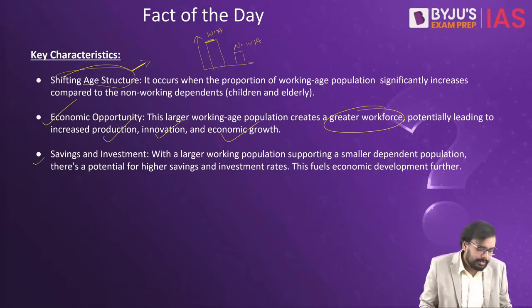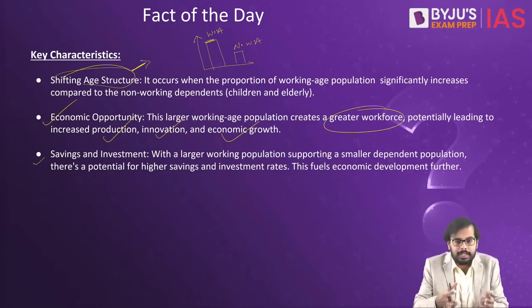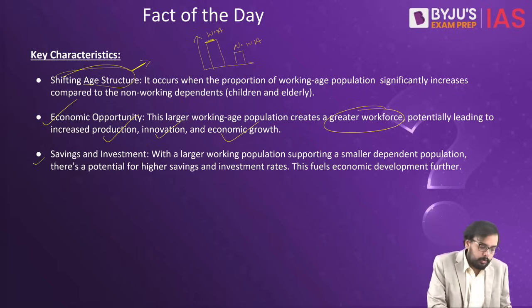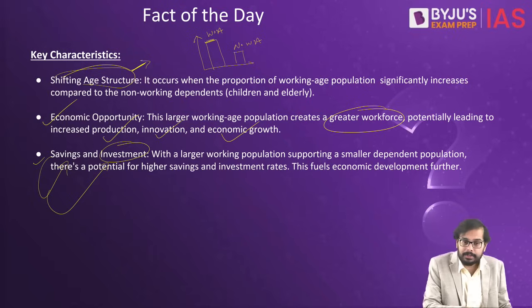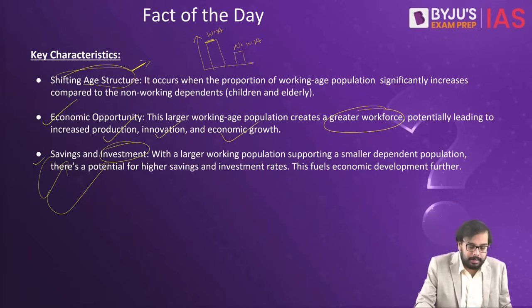The last characteristic of demographic dividend is that savings and investment increase. Why do savings and investment increase? It is because there is a huge working age group. Since there is a huge working age group, people will work, so they will get more income. That income would be either saved or invested. As a result, whenever the country is in the demographic dividend period, the savings and investment in that country increase.